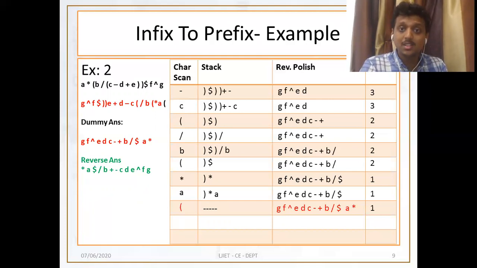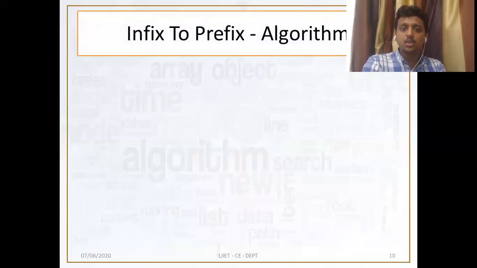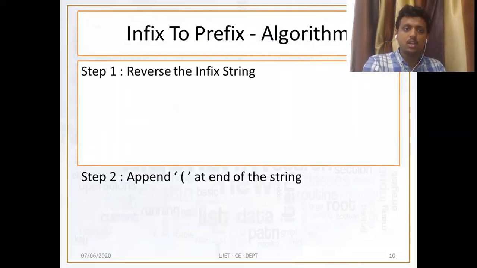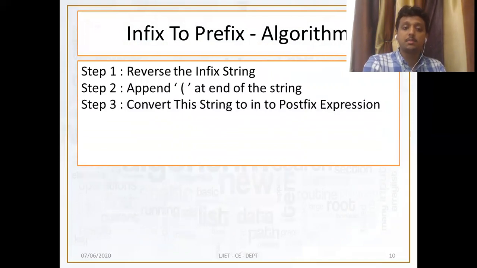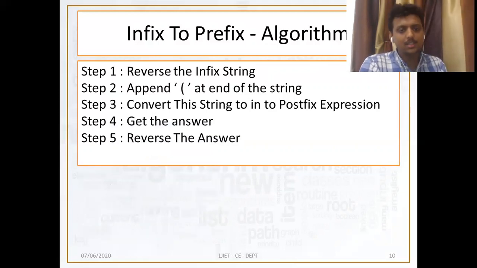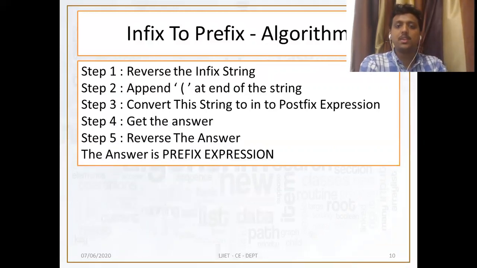But here the precedence table is totally different than infix to postfix. So for the infix to prefix algorithm, I'm not going to write the whole algorithm, just the basic steps. Number one, reverse the infix string. Number two, append the opening bracket at the end. Number three, convert the string into a postfix expression using the postfix algorithm. In the third step you need to write the whole postfix algorithm, but at that time you need to mention, please consider the precedence table of infix to prefix only. The next one is get the answer, reverse the answer, and the answer is the prefix expression.